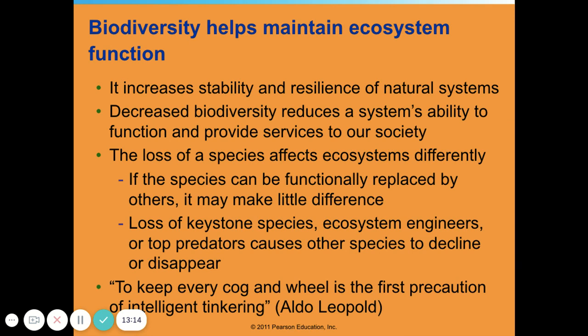Biodiversity also just helps keep our ecosystems functioning. We already know about how the loss of a keystone species can have devastating effects on the ecosystem, but sometimes we never know what the loss of even one tiny little species might cause. I love this quote from Aldo Leopold, preservationist: "To keep every cog and wheel is the first precaution of intelligent tinkering."